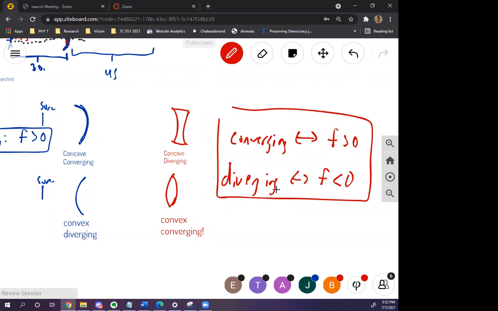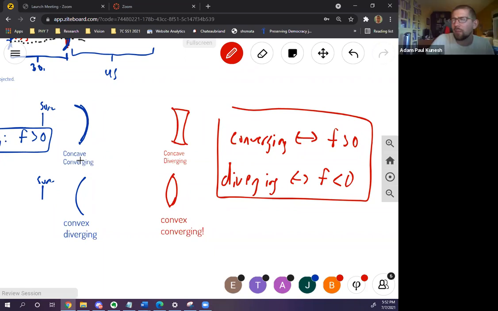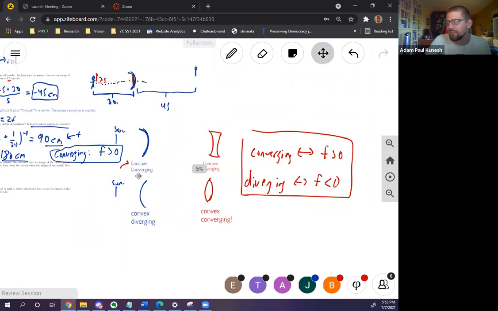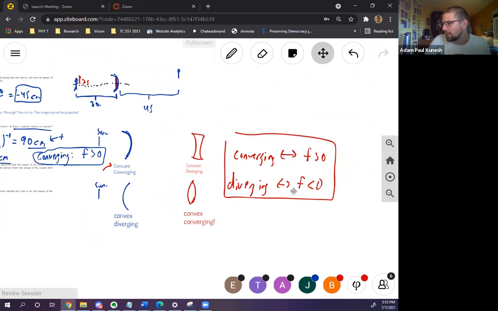And like I said, on examinations and stuff, we'll avoid using the language concave and convex because it's confusing, right? It's converging in one scenario and diverging in another. And that just gets kind of tricky. So we'll use the language converging and diverging. It's more pedagogically sound.